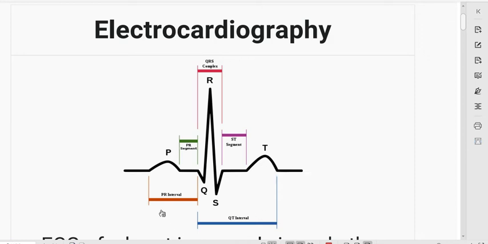And the interval between the initiation of the P wave and the initiation of the Q wave is called the PR interval, whose normal value is 0.16. Whereas between the Q and T, it is called the QT interval, and S and T, the ST segment. These are some important terminologies that will help you in determining or recognizing the diagnosis of different types of diseases.